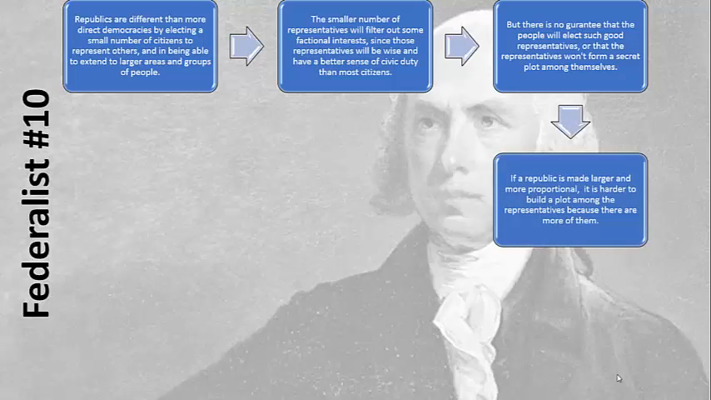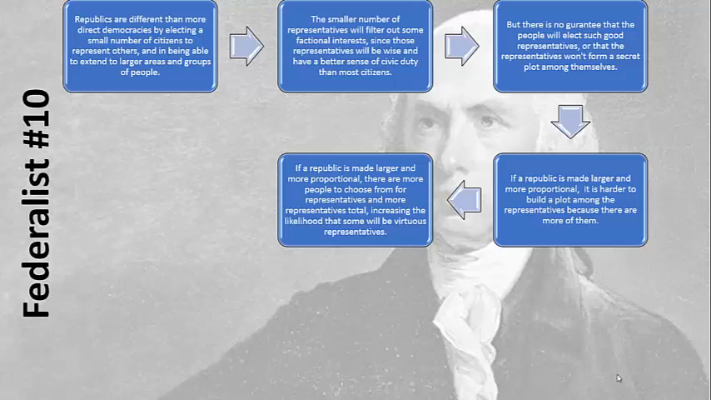So what are you going to do? Well, if you create an ever larger republic with more and more representatives and groups of representatives, you're not going to be able to build a plot among the representatives, and a few bad apples are unlikely to cause problems. Similarly, the bigger the republic, the more people there are to choose from for representatives, and the larger total number of representatives. So the idea here is if you have a very small republic, in which let's say there are 50,000 citizens and 5 representatives, one bad representative is 1 out of 5. That could cause some serious problems, and it's easy for those 5 to get together and make all the policy in a factional way.